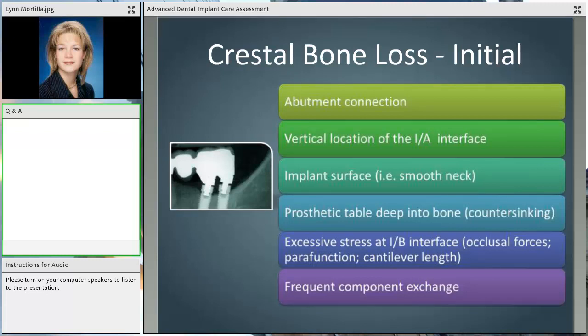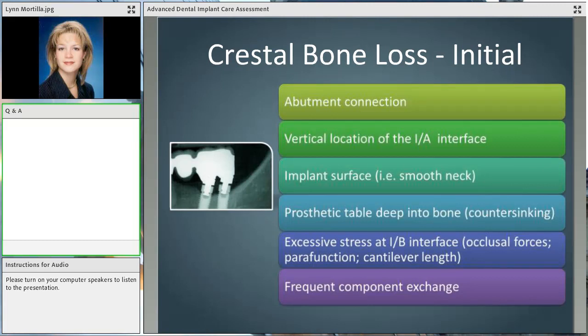Now, if we do see some crestal bone loss, then the next logical question that comes in is why? What can be causing some problems? Well, we talked about them a little bit before. The abutment connection can be off, and you can see that in that slide here. Maybe that implant was sunk very deep into the bone. Maybe that smooth neck on the side of the implant is causing the bone to run to the roughened surface. Maybe our prosthetic tables are very deep and the bone is following underneath those prosthetic tables. Perhaps we have excessive strain or stress or occlusal forces, or we've connected this to a tooth.